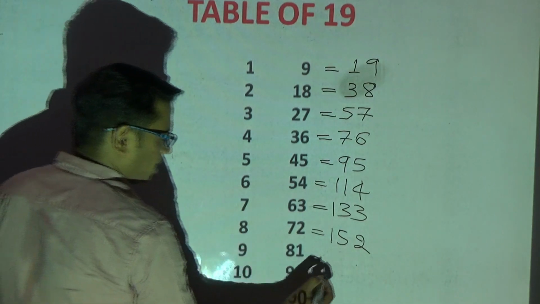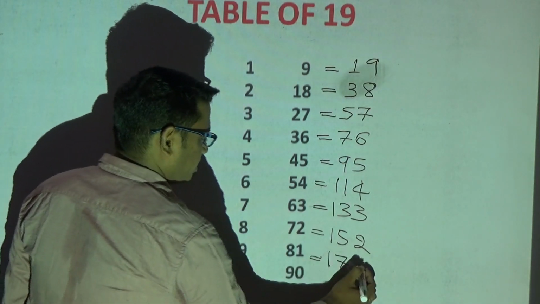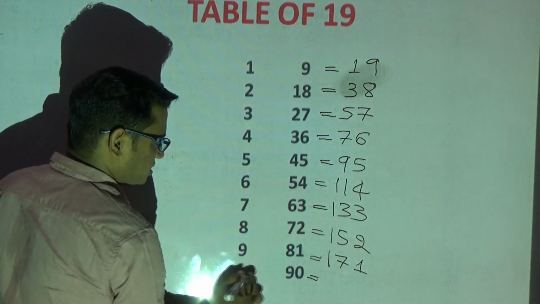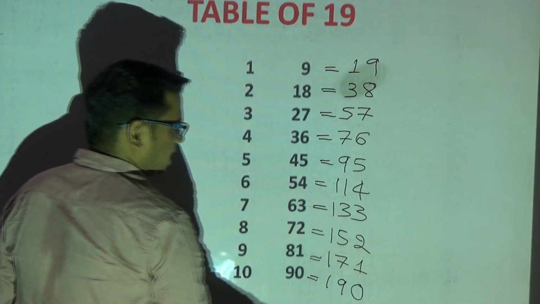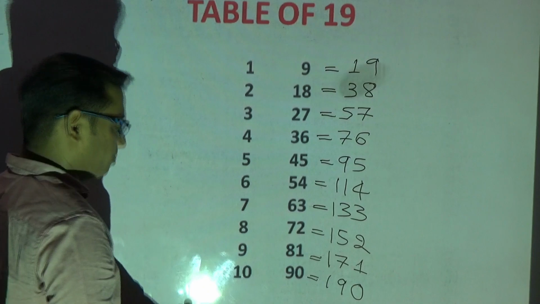8 plus 9 is what? 17. Write the end digit as it is. And 10 plus 9 is 19. Write the end digit as it is. This is how I can construct the table of 19.